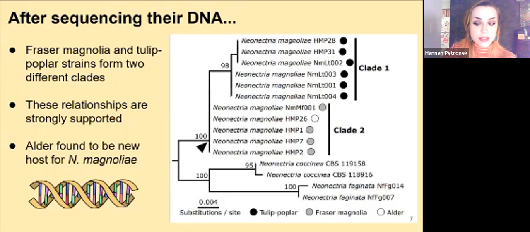In addition to this, it was found that samples isolated from alder came back as Neonectria magnoliae. This is a fascinating discovery as alder is not of the family Magnoliaceae, whereas Fraser magnolia and tulip-poplar are. This just goes to show the wide range of biodiversity we have here in West Virginia.